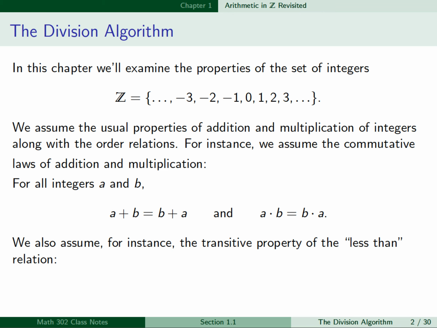We also assume, for instance, the transitive property of the less than relation. This is just one of the properties of the order relation. For all integers a, b, and c, if a is less than b and b is less than c, then a is less than c.